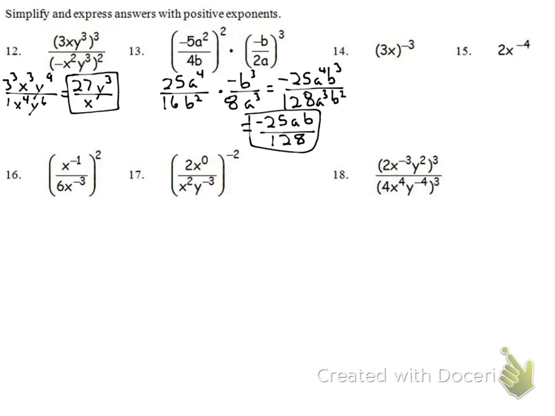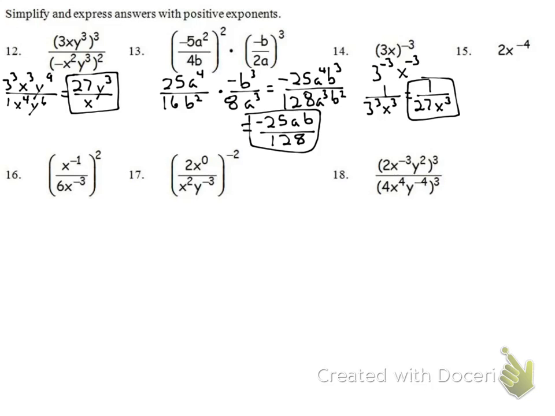Number 14, I'm going to distribute it again, and I get 3 to the negative 3rd, x to the negative 3rd. If we think of negative exponents, that means we need to put it underneath the fraction. So it would be 1 over 3 cubed, x cubed, and then 3 cubed is, of course, 27. So we write it as 1 over 27x cubed.